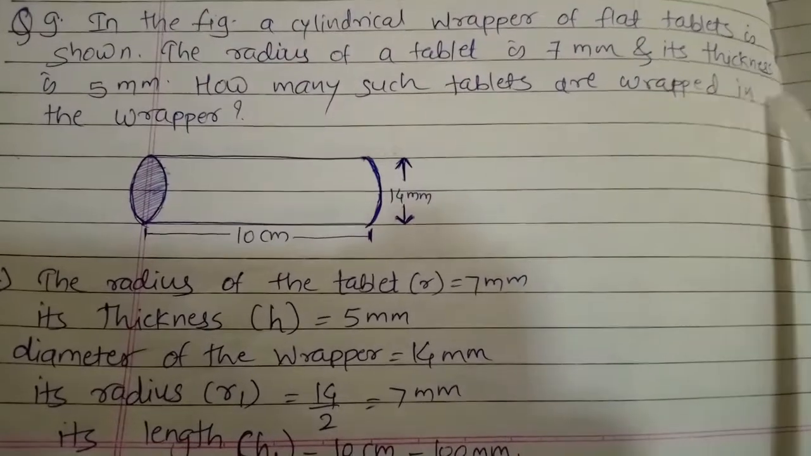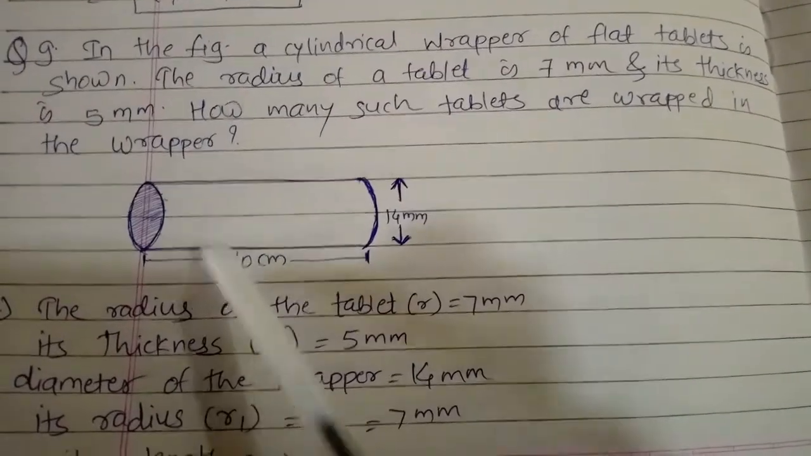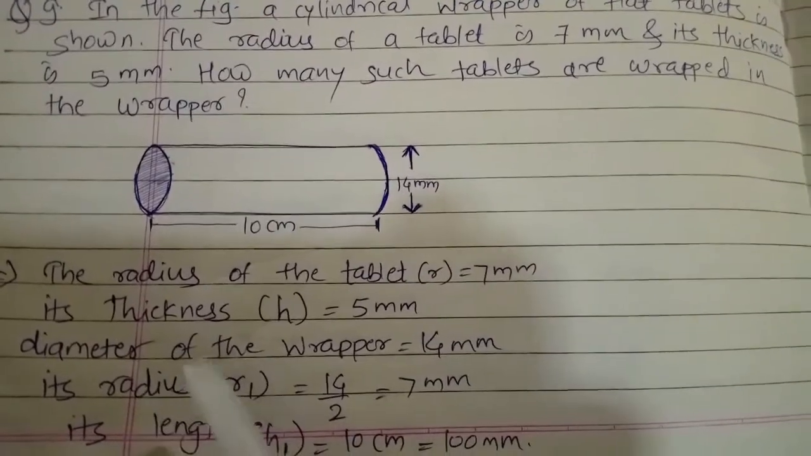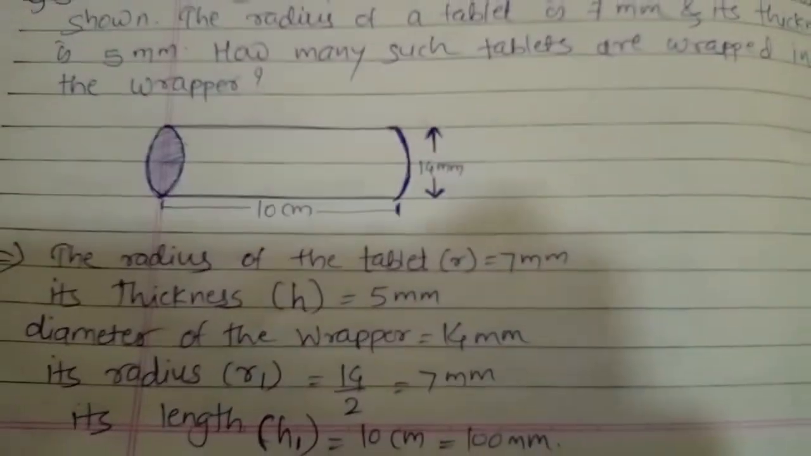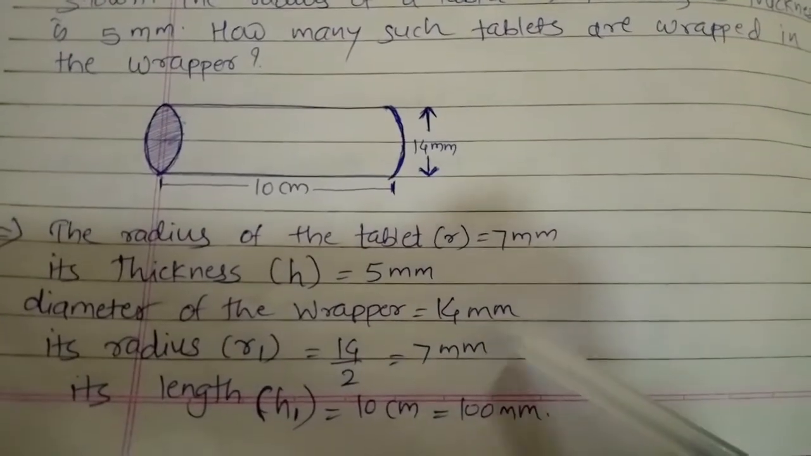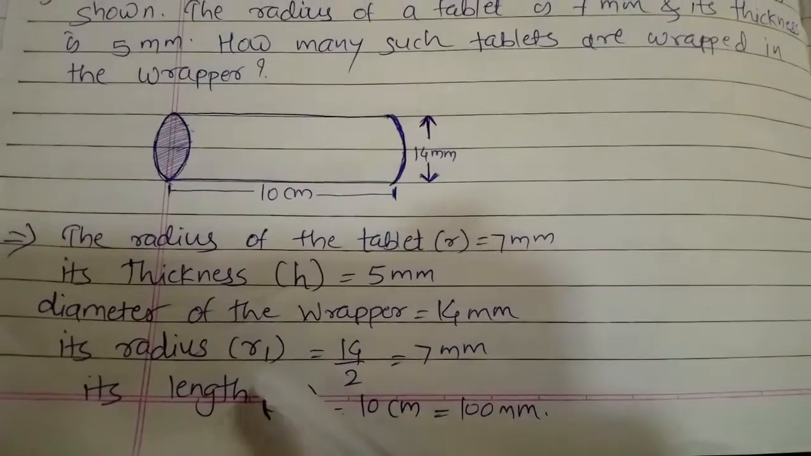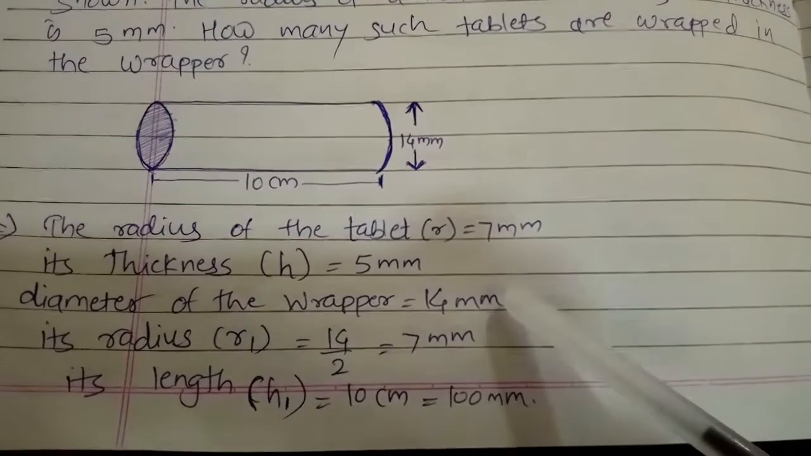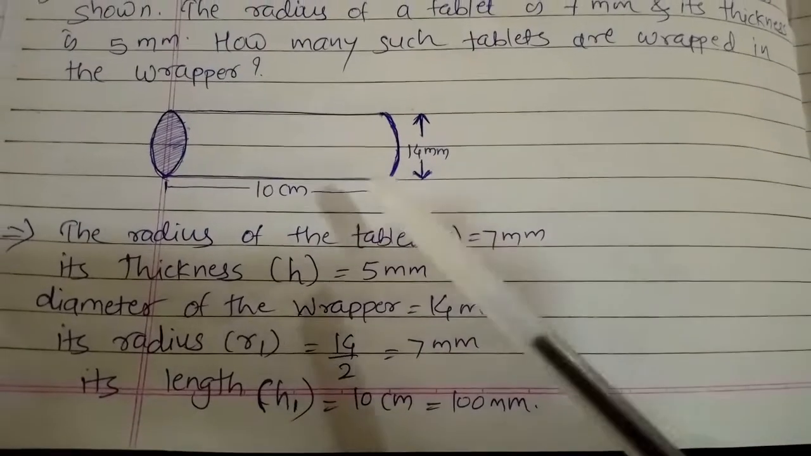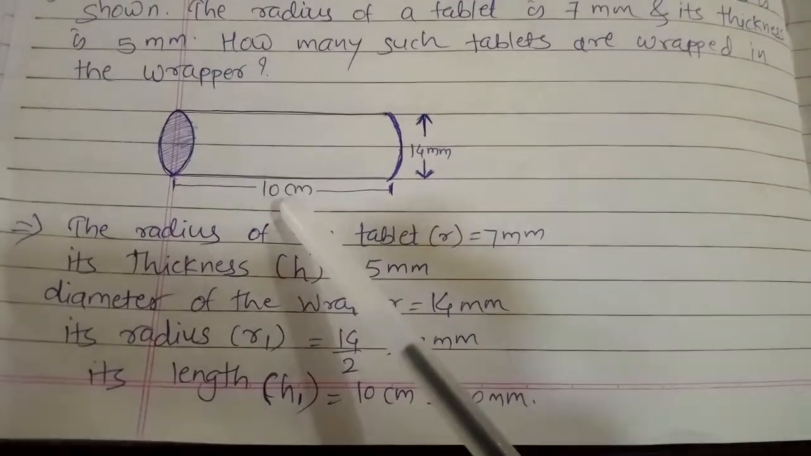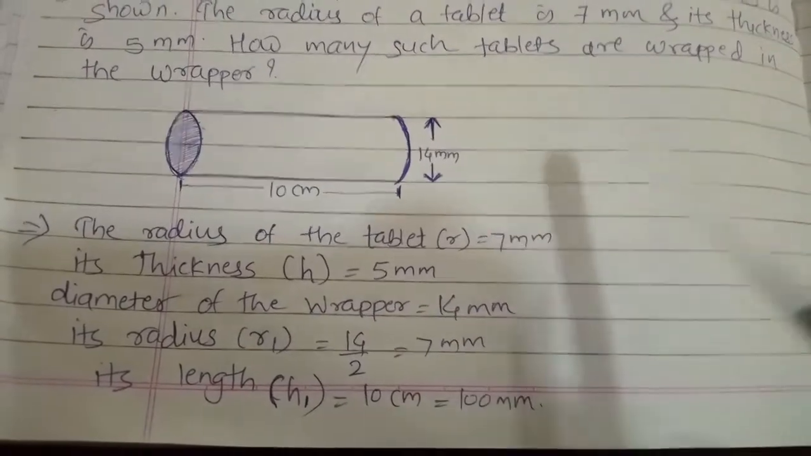All these are given in this example. So the thickness is 5 millimeter. Next the diameter of the wrapper. So this one is the wrapper, and we are given the diameter of the wrapper is 14 millimeter. So we have to find out its radius. We consider it as r1. So r1 equals 14 by 2, that is 7 millimeter, and its length is h1, which is given as 10 centimeter, and we convert it into millimeter. Now all the units are in millimeter.